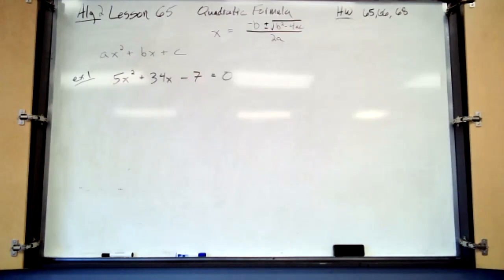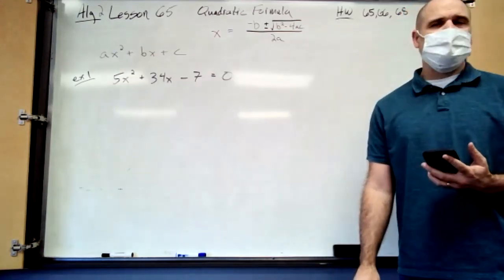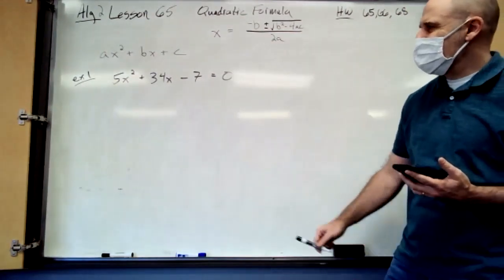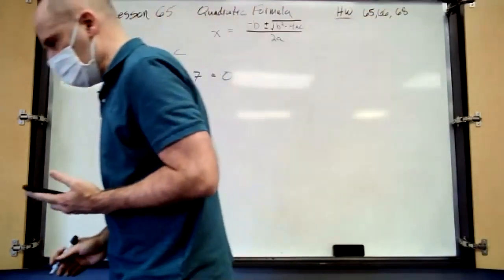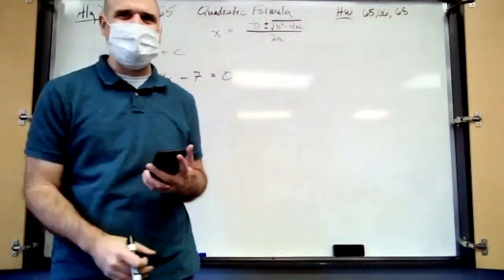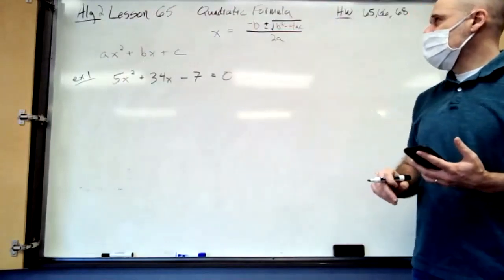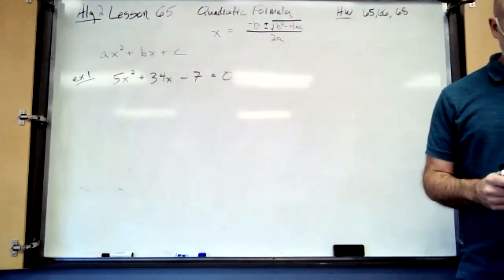Okay, you got it? I got to half of 34 and I got 17, and I don't know what to do. I got 17 and I don't know where to put it. Yeah, so that 34, that's a little brutal because you have to square that, so that's kind of a bummer, but you could do it. Just use your calculator.